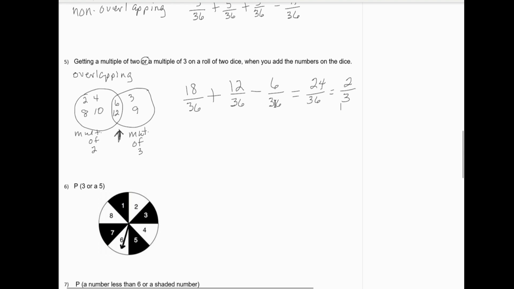Okay, the next problem is a spinner. I'm doing something a little bit different here other than just cards. Probability of getting a 3 or a 5. Now, this is an example of a non-overlapping probability. The probability of getting a 3 is 1 out of 8. So there are 8 sections here. The probability of getting a 5 is 1 out of 8. And when we add that together, we get 2 out of 8, which simplifies to 1/4.